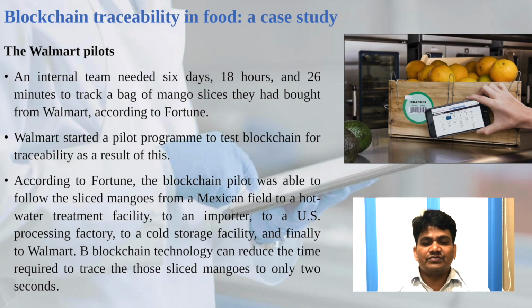So how it moved throughout the transport and logistics: the different locations and different situations can be explored by using the blockchain traceability system as well. Blockchain technology can reduce the time required to track those sliced mangoes to only 2 seconds. So this is very, very effective, and this technology can be used to trace the product status.